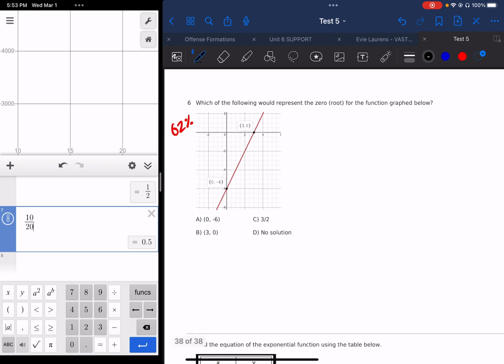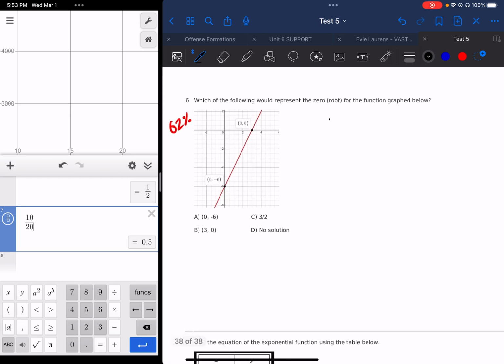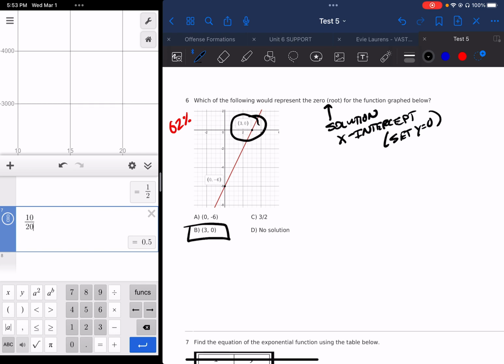Which of the following would represent the zero root for the function graph below? Zero, root, solution, or more importantly, x-intercept. And to find the x-intercept, you can either look at a graph or you can set y equal to 0 if you had an equation. They don't have an equation here. They just gave me a line, and solutions are where the graph crosses the x-axis, and that should have been super easy. I'm not sure why we got 62% on that one. Remember, zeros, roots, solutions, they're all x-intercepts. Set y equals 0 and figure out where the line is crossing the x-axis. It should be 3, 0.